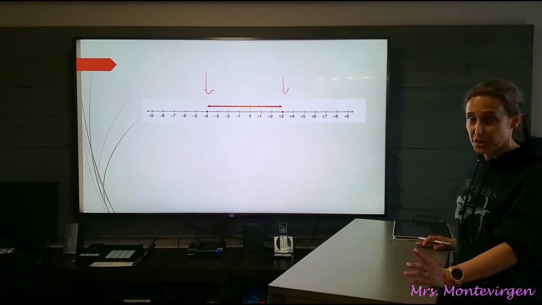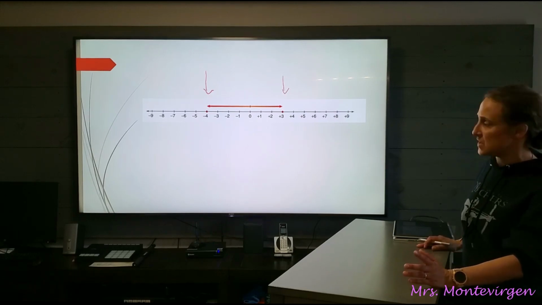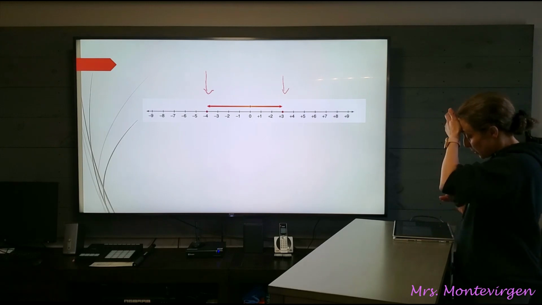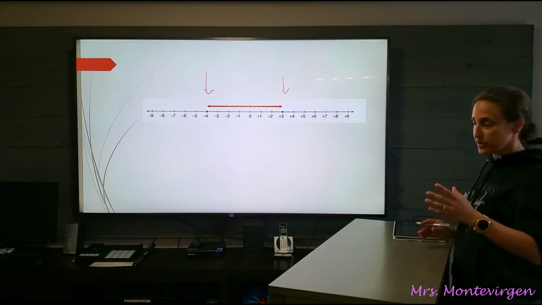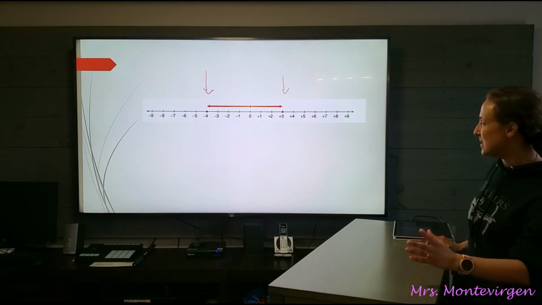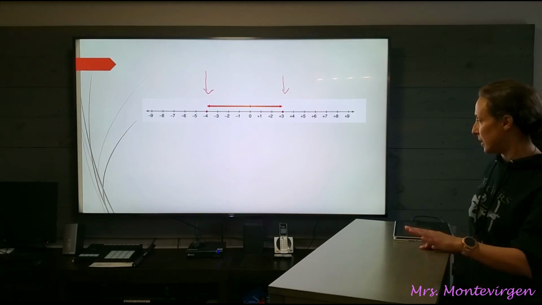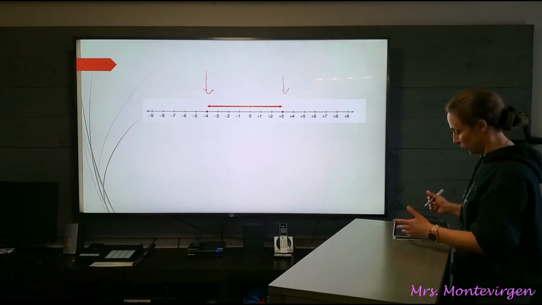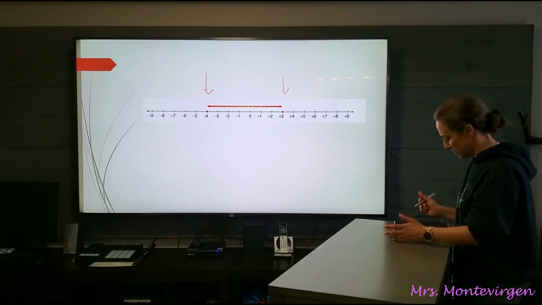So again, I need to use that greater than less than sign in order to write a comparative statement that's true. Keeping in mind that when you're getting into numbers that are below 0, you have to think fractions. That's the easiest way to think about it. Once you start getting below 0, you're getting into parts of a whole.